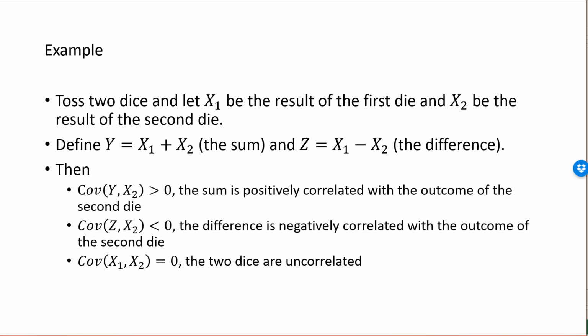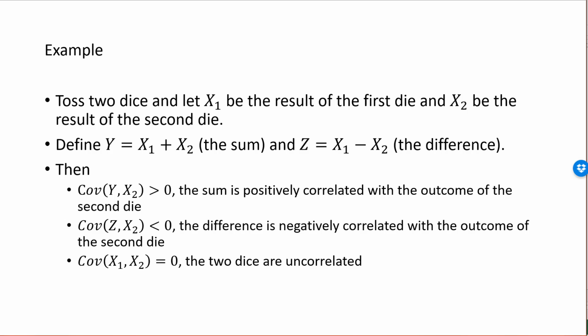So let's think of a case where the covariance is negative. Well, the one between z and x2 will be negative. Remember that z is the difference. So whenever x2 is large, 5 or 6, z tends to be low because I'm subtracting a large number. And vice versa. Whenever x2 tends to be low, z tends to be high. So they go in opposite directions and they have a negative covariance.